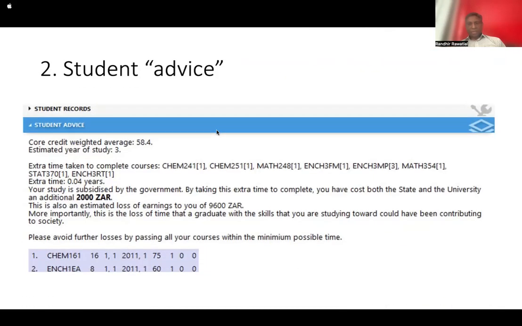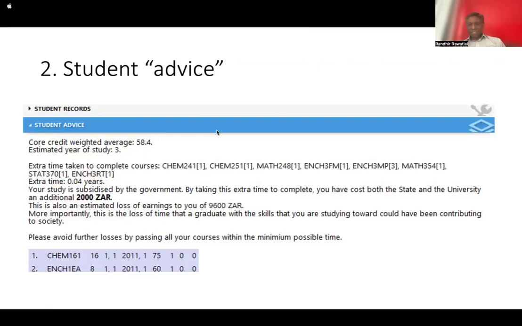So if we can predict outcomes, the next question is how to broker this as advice to students. Here's an interface from an early version, which I put forward just as a joke initially. It proposes to say to a student, you've taken extra time to complete the set of courses. Your study is subsidized by the government. By taking this extra time, you've cost the state and the university X amount of currency. This is also an estimated loss of earnings to you of Y amount of currency. To avoid further losses, please pass your courses in the minimum time. As I say, I put this forward just as a joke, but I didn't really hear laughing back.